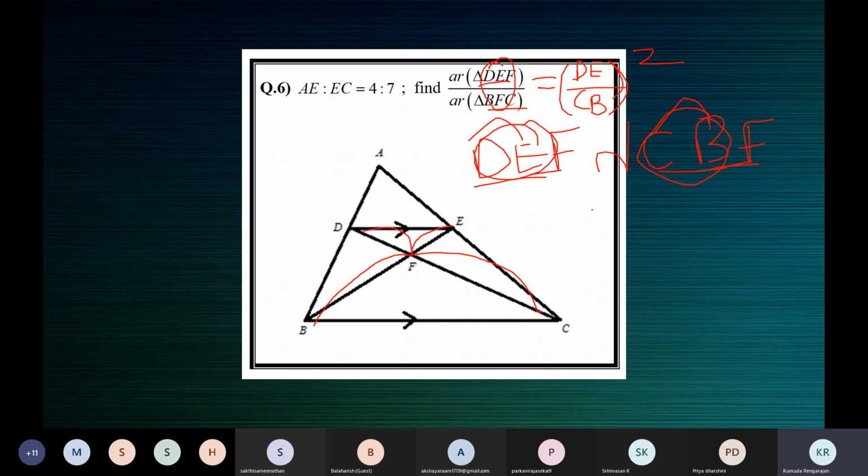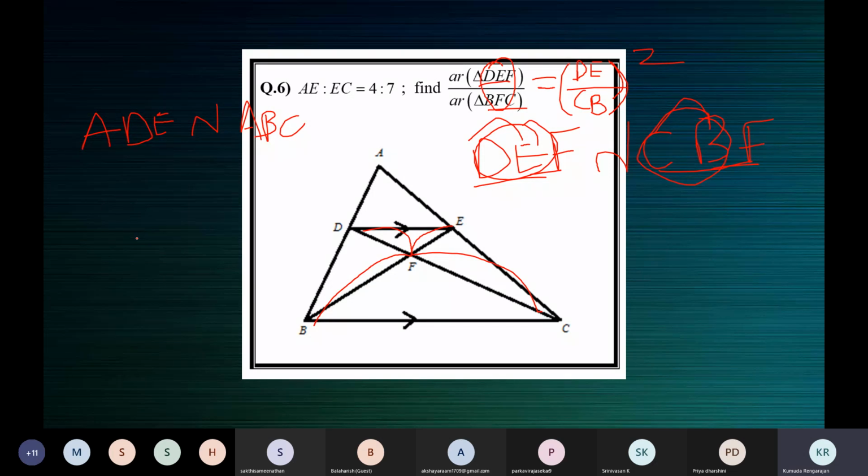But we don't know DE by CB. But we can get the ratio DE by CB. How? By proving that triangle ADE is similar to triangle ABC. So we don't have the ratio DE by CB, but we can find it by proving that ADE is similar to ABC. You know how to prove that ADE is similar to ABC.